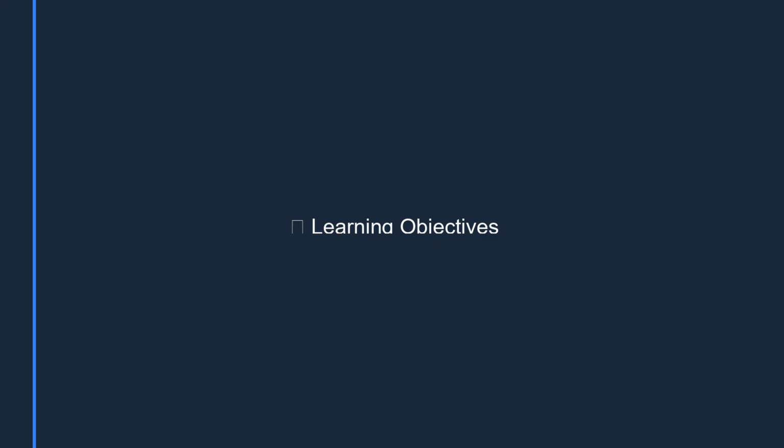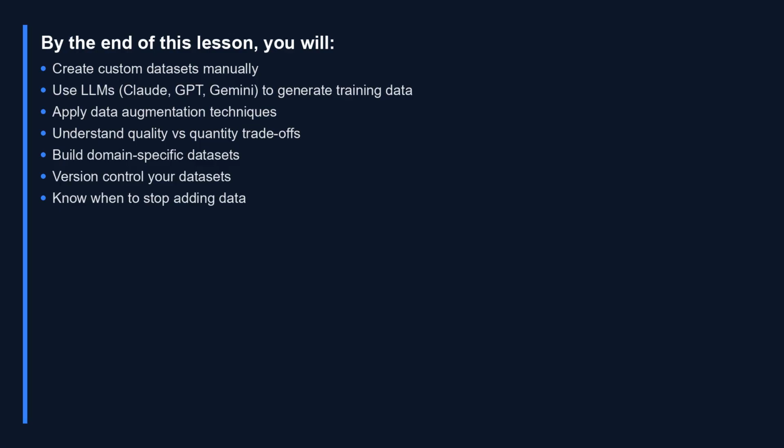Learning objectives. By the end of this lesson, you'll be able to create custom datasets manually. Use LLMs like Claude, GPT, and Gemini to generate training examples at scale, and apply data augmentation to increase diversity. You'll also understand the quality versus quantity trade-off, which is one of the most misunderstood concepts in fine-tuning, and know how to build domain-specific datasets, version control your data, and recognize exactly when adding more examples stops helping.